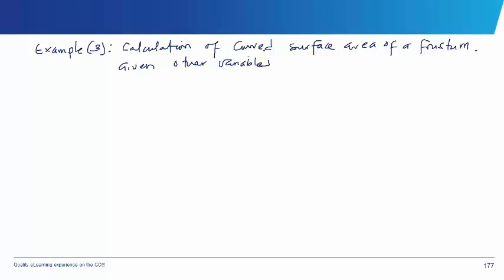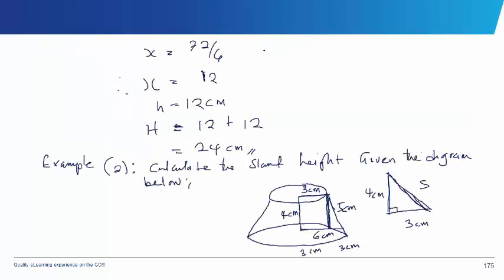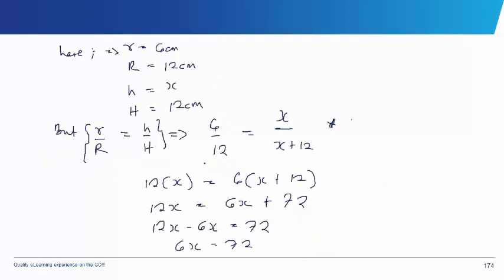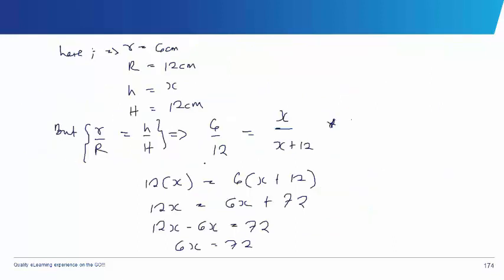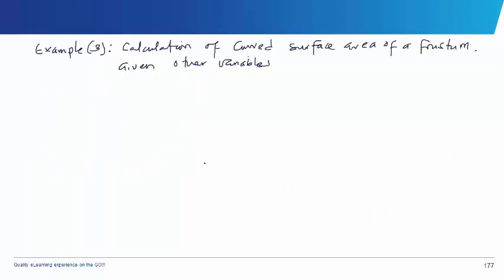Okay, the last example taught us how to calculate the slant side, and that was what we did. And then the first example taught us how to calculate the height. And now this example 2 will teach us how to find the curved surface area of a frustum.